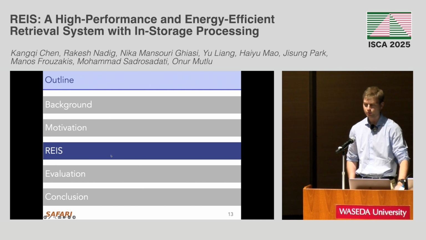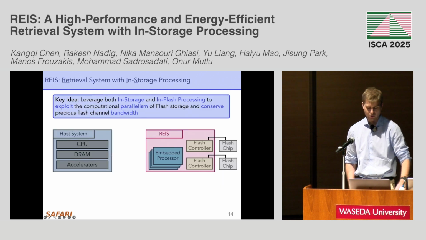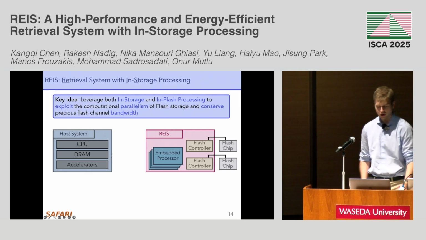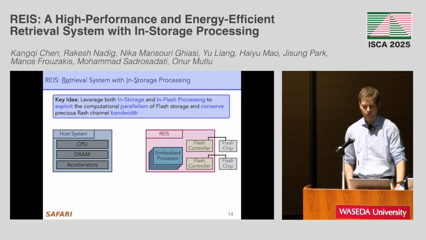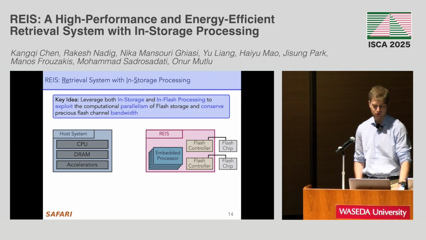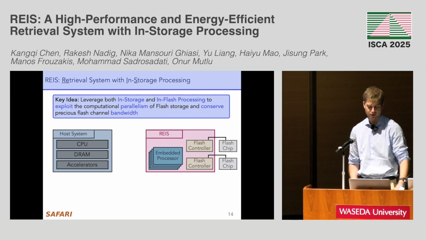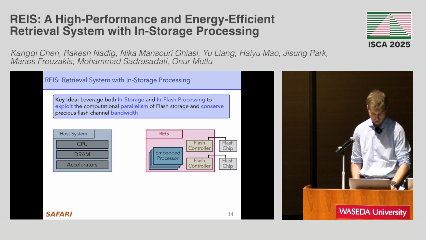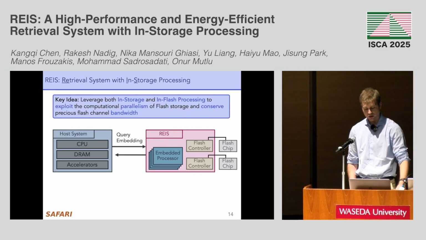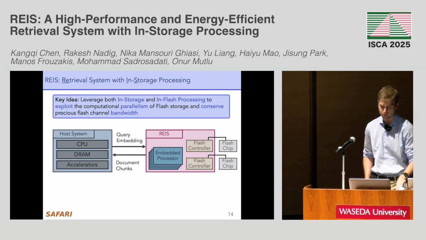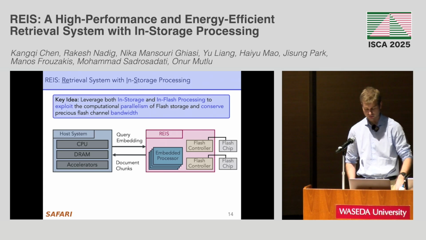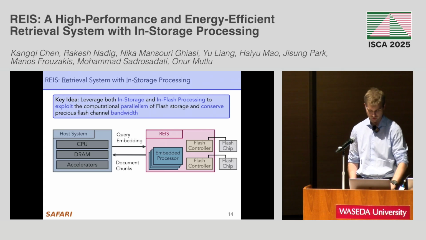To this end, we propose REIS, which stands for Retrieval System within Storage Processing. The key idea of REIS is to leverage both in-storage and in-flash processing to exploit the computational parallelism inside the flash storage and conserve the precious flash channel bandwidth. REIS receives the query embedding from the host system, performs in-storage processing to identify the most semantically relevant document chunks, and then returns them to the host system to perform generation.